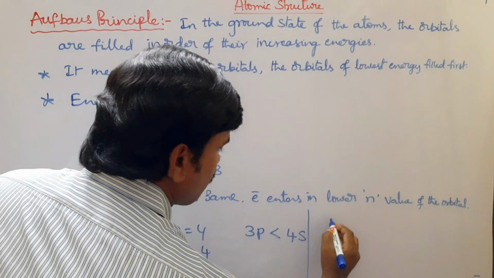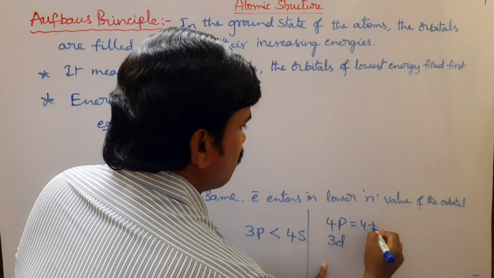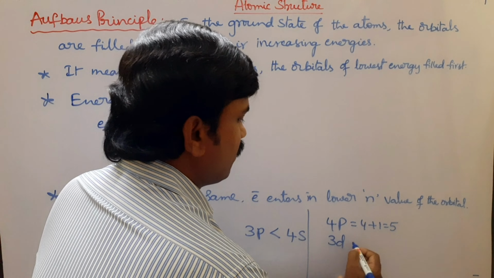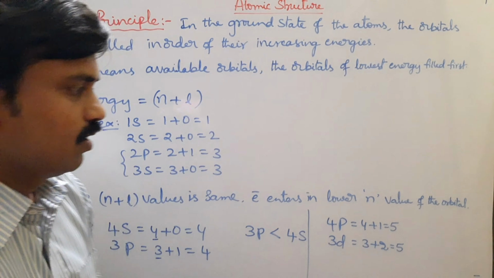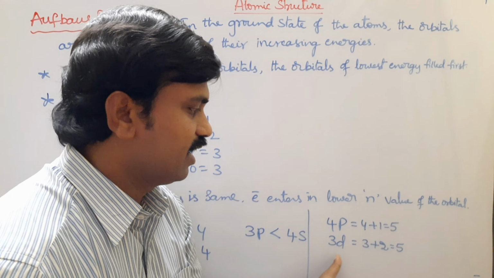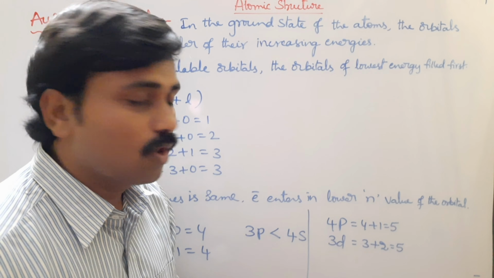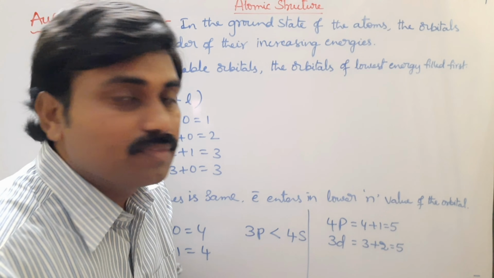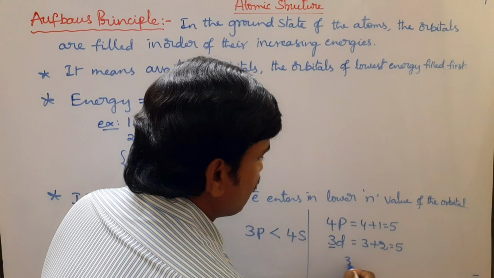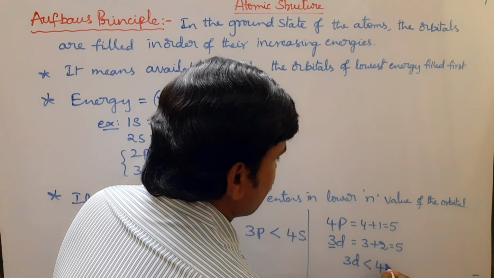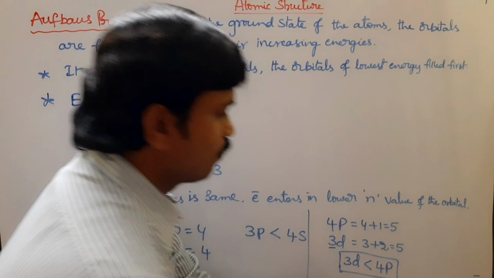Suppose in the case of 4p and 3d. For the 4p orbital, n plus L is 4 plus 1, which is 5. For the 3d orbital, n plus L is 3 plus 2, which is also 5. So these two orbitals have the same n plus L value. Now which has the lower n value? 3d, because here n is 3 and there n is 4. So electrons enter the 3d orbital first, then the 4p orbital. So 3d is less than 4p.